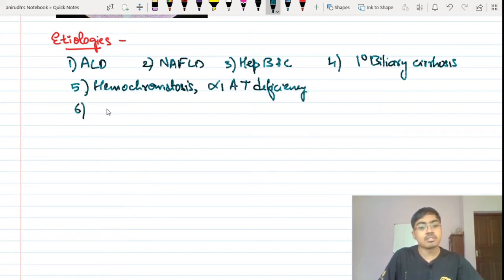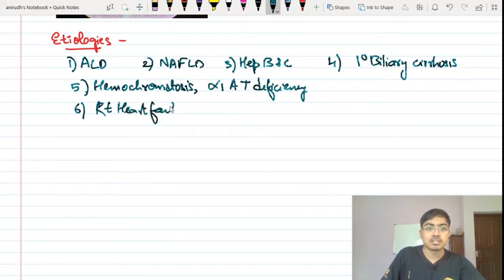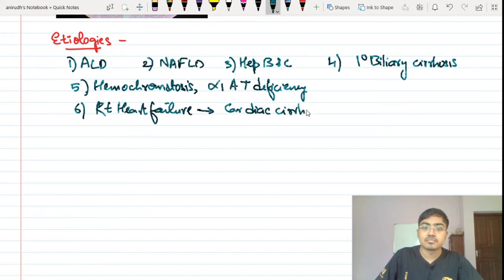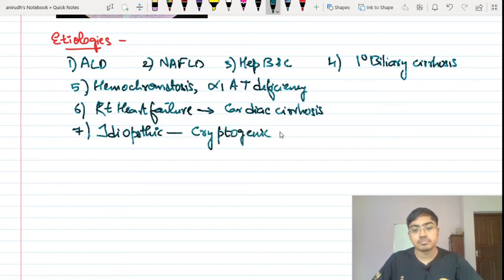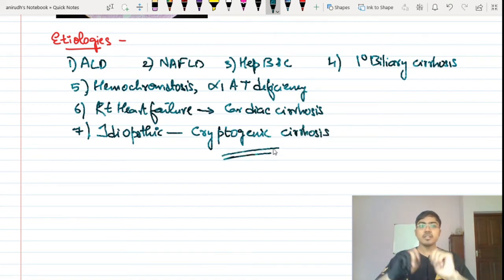Right, now there are certain other causes also, like let's suppose this patient is having a right heart failure, and this eventually leads to the formation of cirrhosis. So this is called cardiac cirrhosis. Another one, idiopathic. What will you call this? You will call this cryptogenic cirrhosis. Okay, so whatever be the etiology, this leads to a persistent infection, persistent damage to the hepatocytes.